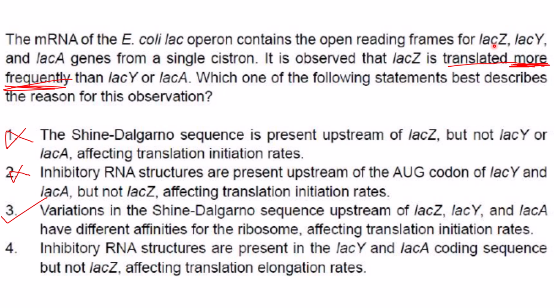Whereas the Shine-Dalgarno sequence present upstream of Y and A has somewhat lesser affinity for ribosomes. They bind there, but the affinity when compared to that of lac Z is less. So it will result in different frequencies of translation of the genes. So that is what is meant by option 3, and that is your correct answer. Inhibitory RNA structures are present, again the same story, in the Y and A coding sequence but not lac Z, affecting translation. So that is also not correct.